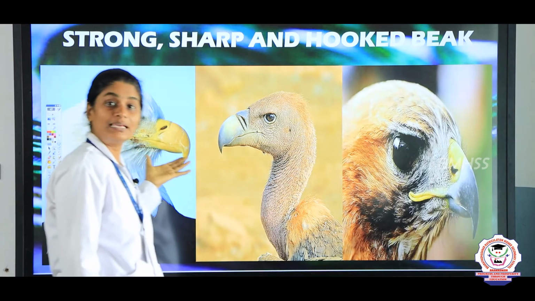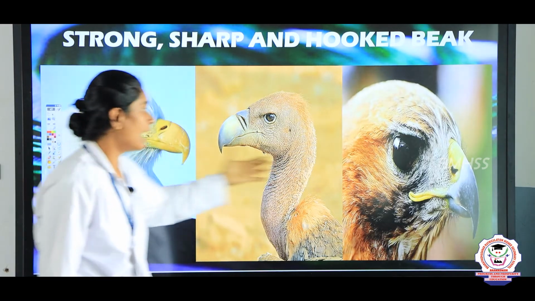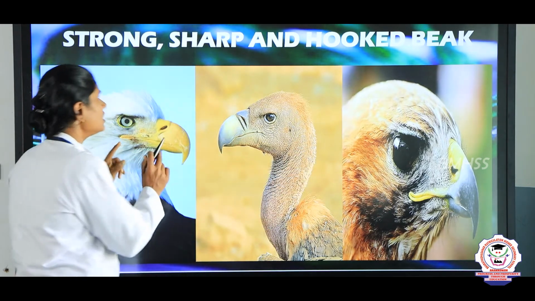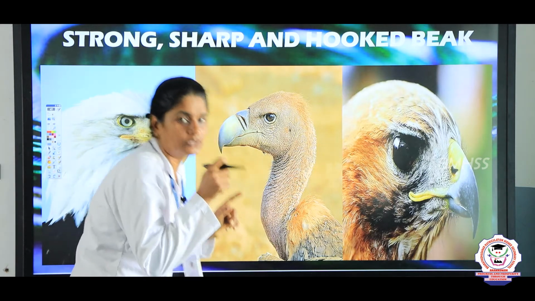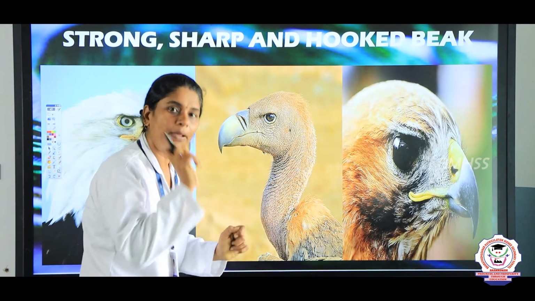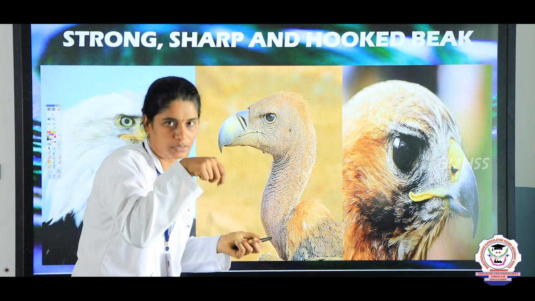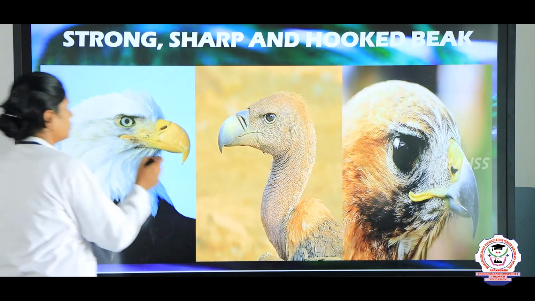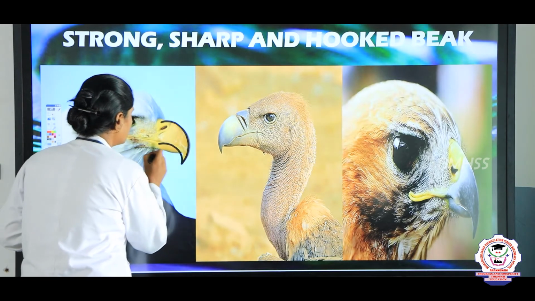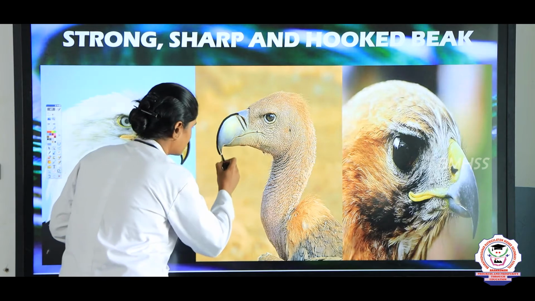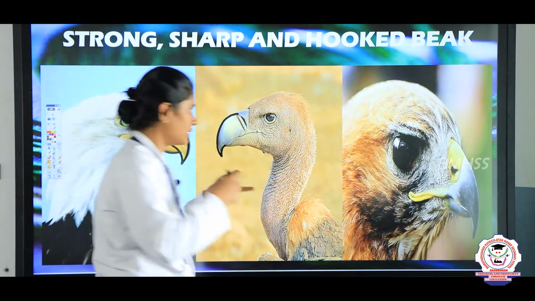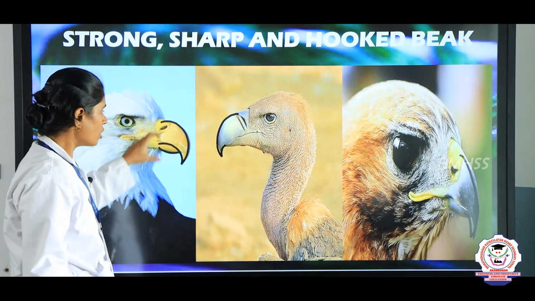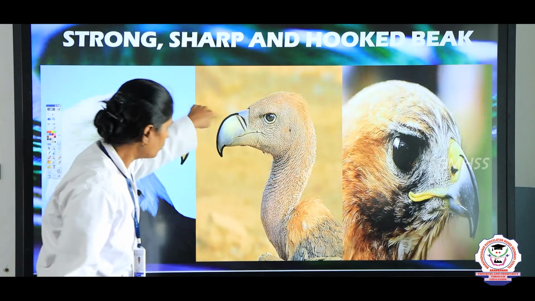So you can see here vulture, eagle and hawk. These are the birds that have a very sharp and hooked beak. So they have a very strong, sharp and hooked beak. Hooked beak means like a hook, right? So they have a very strong and hooked beak like this. It is a little bent, like a hook, isn't it? So they have a very strong, sharp and hooked beak.